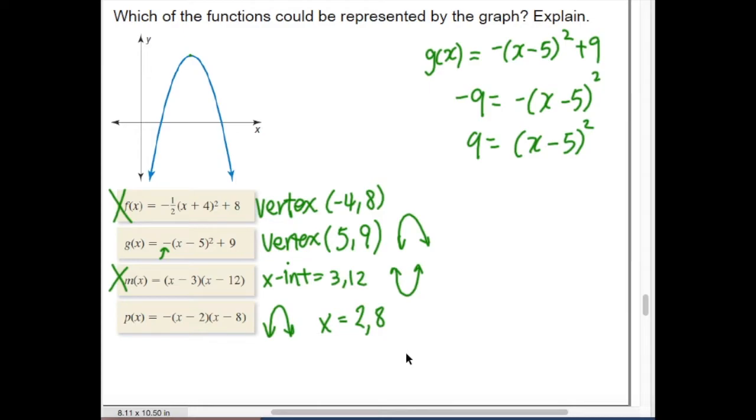I want to get rid of that square by square rooting it on both sides. Got rid of the square. And then I get x minus 5 is equal to ±3, which means my x-values, or my x-intercepts, are 2 and 8. Therefore, the graph could be represented by g of x, and we can see that my g of x and p of x, they match.